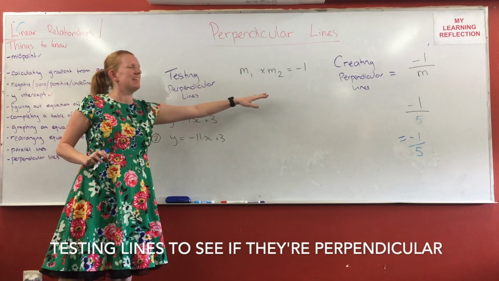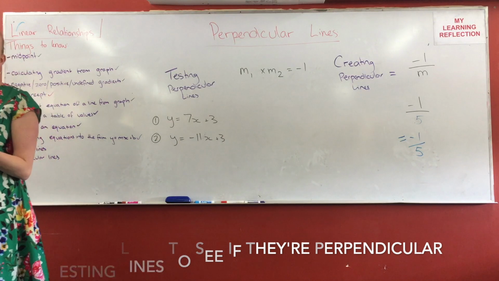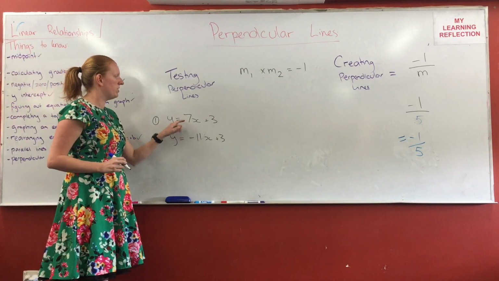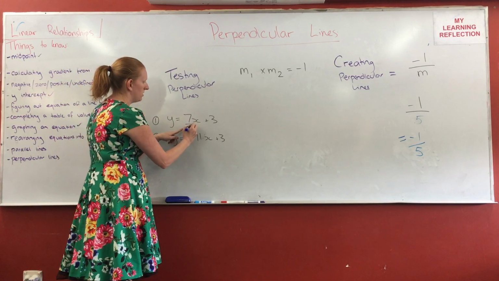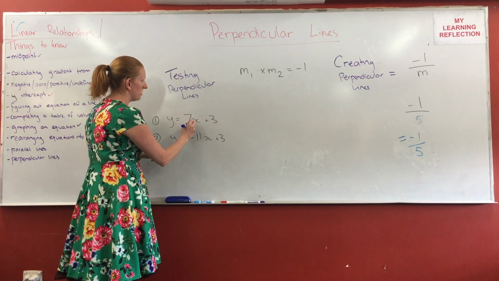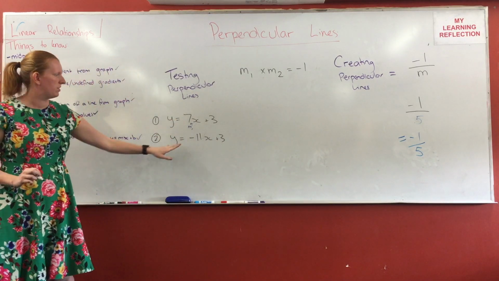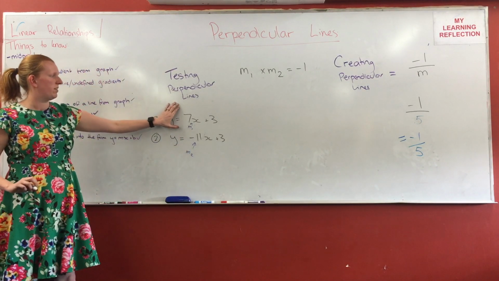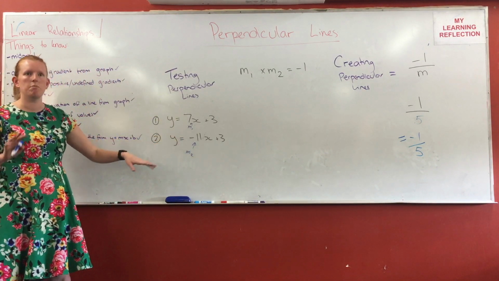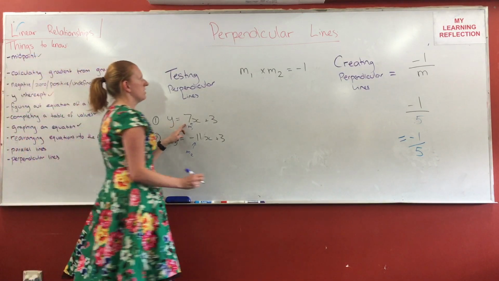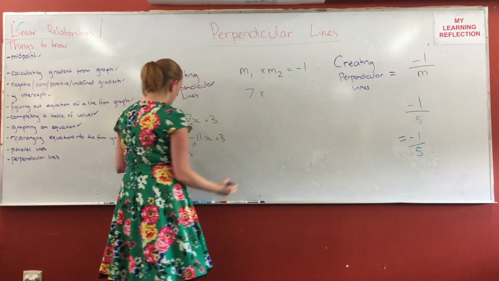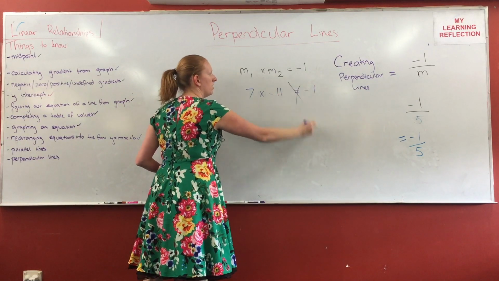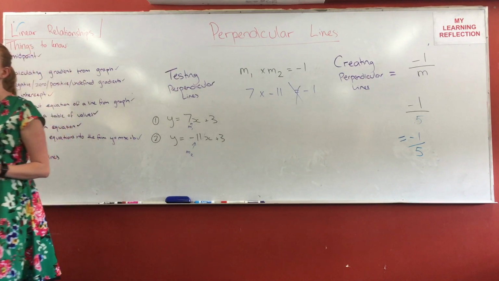So if we want to test if a line is perpendicular, say they give us 2 equations, we want to find out, are they perpendicular? This is my first m. That's my m1. We should draw a line so it makes it look like a division. This here is my m2. Purely because that's the first equation, that's the second one. It doesn't matter which order I put them in. So my m1 is 7. If I times it by m2, does it equal negative 1? No, it does not. Therefore, not perpendicular.